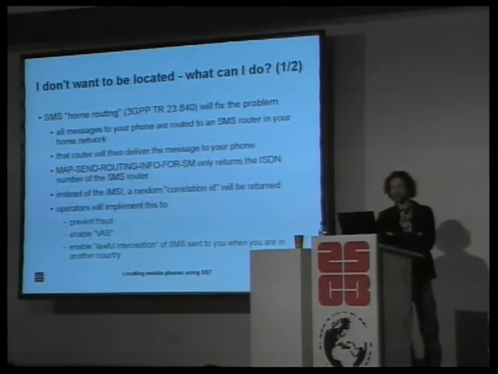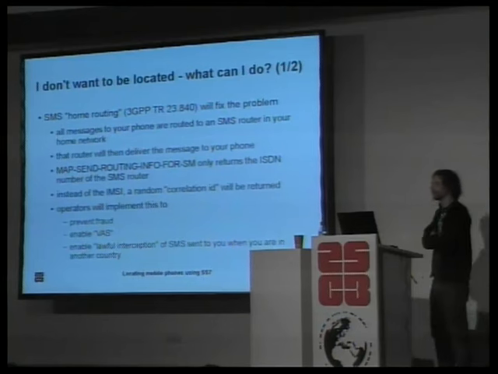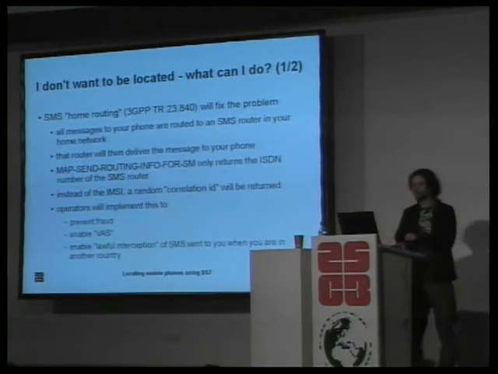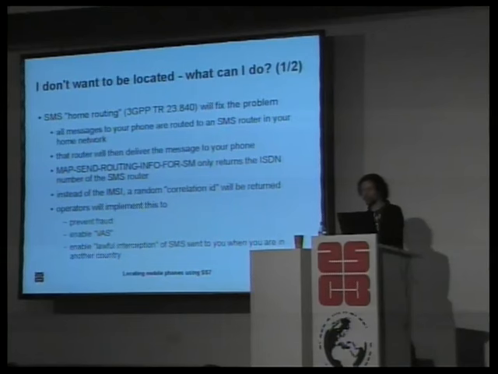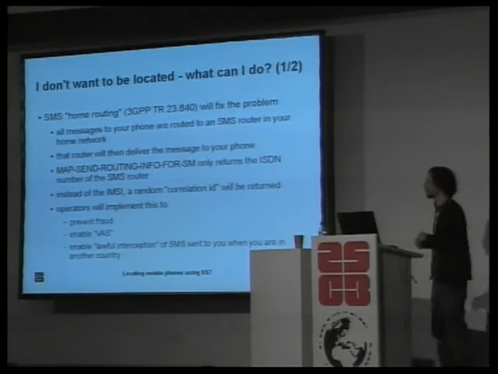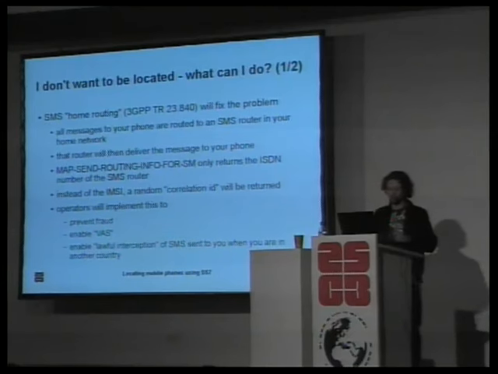And also, instead of your IMSI, a random correlation ID will be returned. And that will help operators to find out which MAP send routing information request belongs to which actual sending of a short message. So they can just look up the correlation ID, and the SMS router will then replace that with the real IMSI and forward the short message.